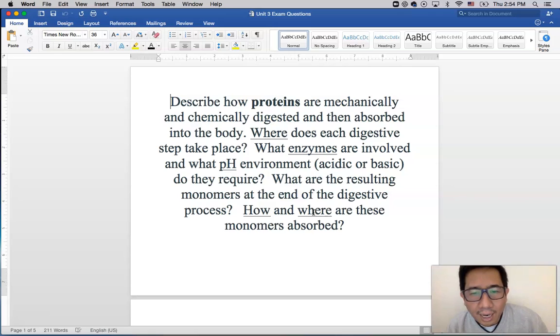How and where are these monomers absorbed? They are absorbed inside your small intestine. If you go back, you need active transport to be absorbed on both sides, coming in and going into your bloodstream. Okay, so that's the first question.